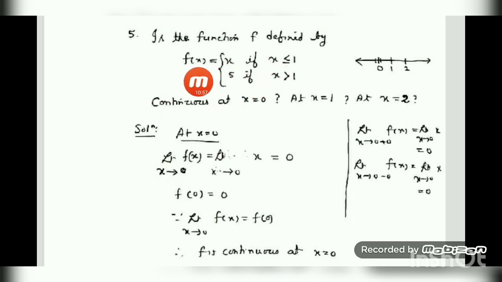to 1, and defined by 5 for x greater than 1, at the point x equal to 0, at the point x equal to 1, and at the point x equal to 2? First we are proceeding with x tends to 0. We have to take limit x tends to 0. You see, these are the points 0, 1 and 2. 0 plus 0 is slightly more than 0, and 0 minus 0 is slightly less than 0.